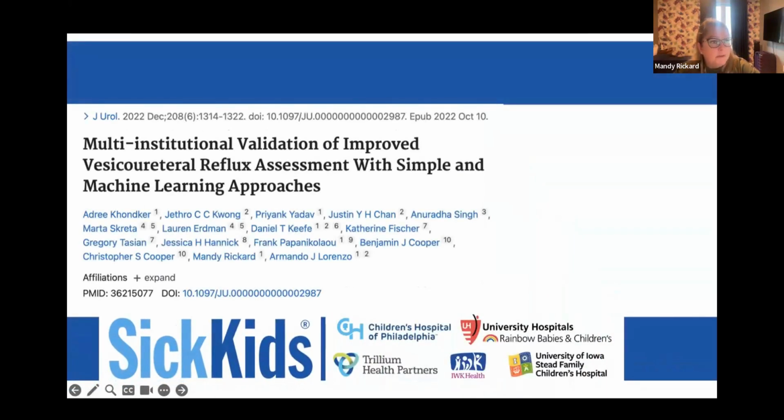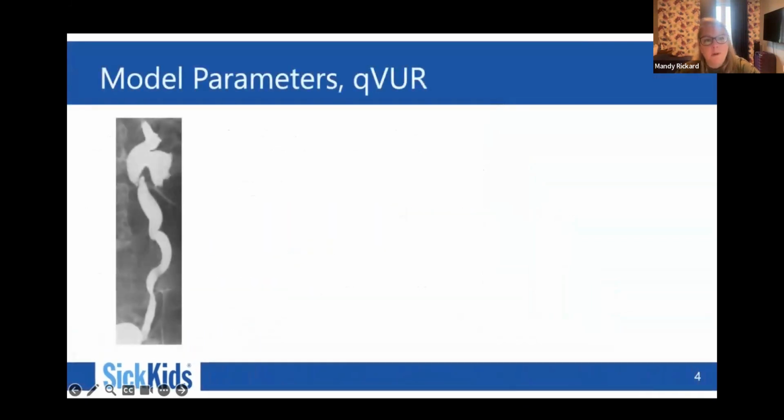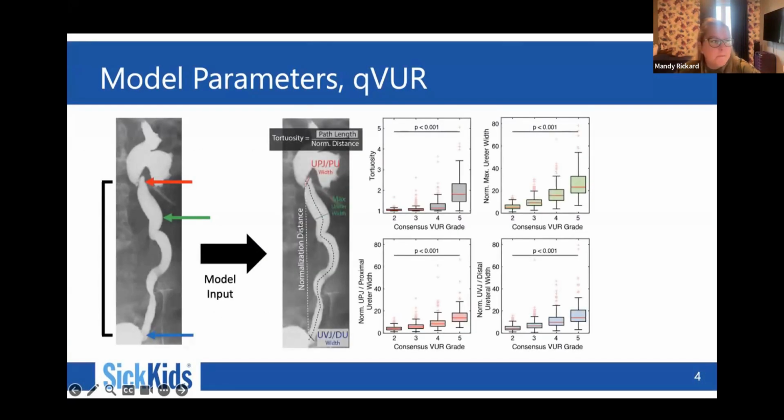Finally, this is a tool developed by members of our team for automated grading of vesicoureteral reflux. Again, this was a multi-center effort with many different sites, and these sites all provided data to help us build this Q-VUR model. This model still does require some annotation from humans, but we highlight the UPJ, the UVJ, and we decide on the ureter tortuosity, and then the model can use this to determine the grade of reflux.